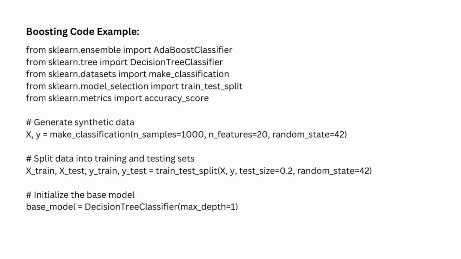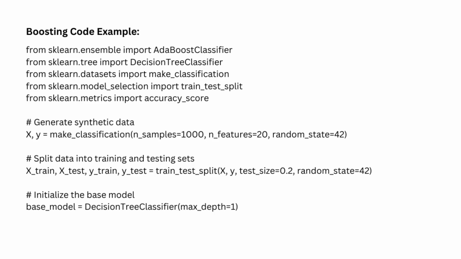Code example. Explanation of code. 1. Data generation. We use make_classification to create synthetic data with 1000 samples and 20 features, which helps in demonstrating the model without needing a real dataset. 2. Data splitting. The data is split into training and testing sets using train_test_split to evaluate the model's performance on unseen data.